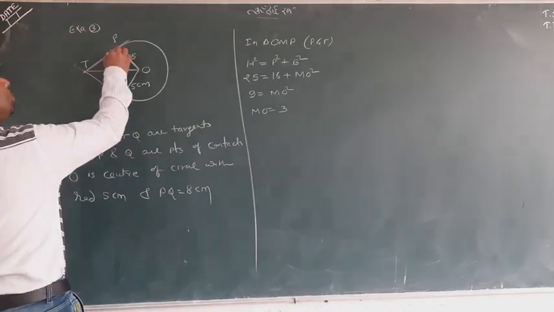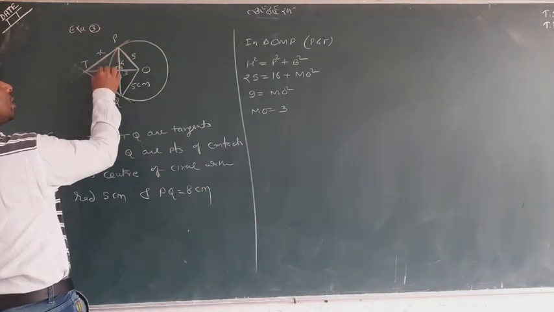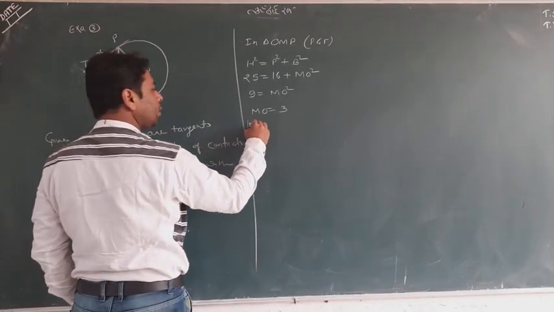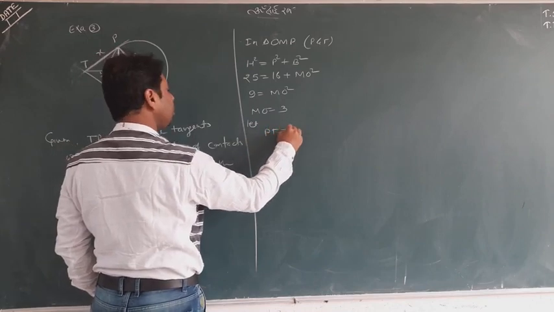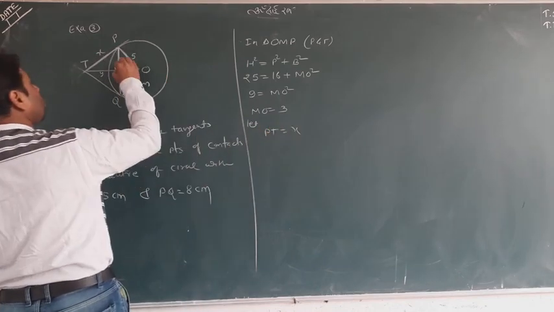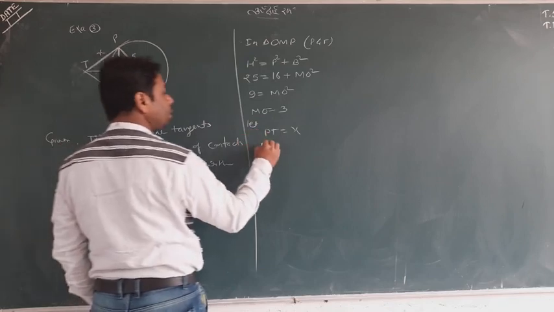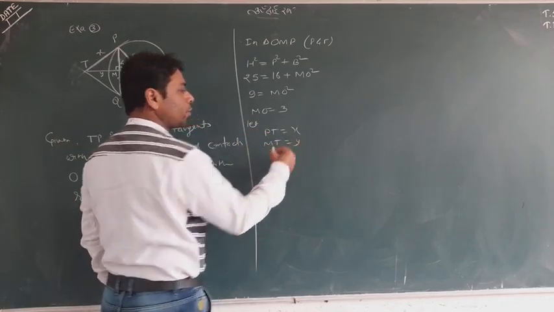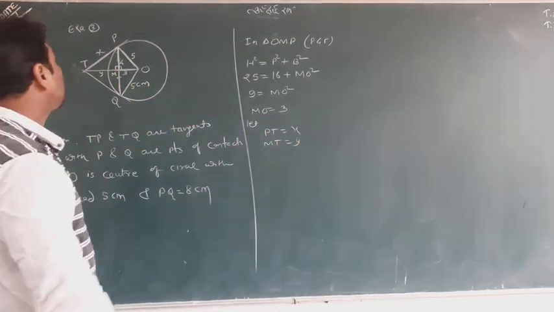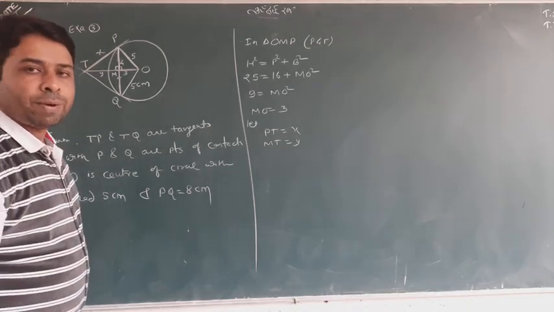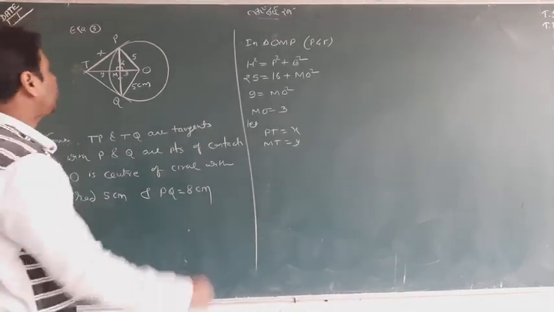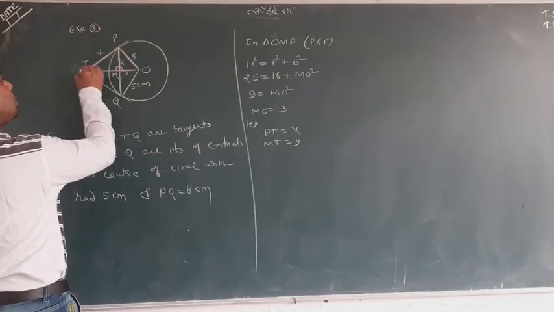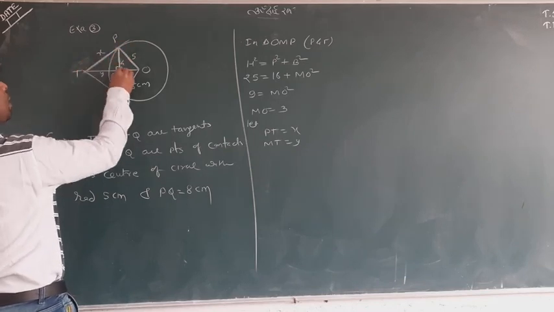So I assume we have to find this one. I assume it is x and it is y. Let PT be x and MT be y. Now what will I do? Look at some things. We have two right angle triangles. We will take one by one. First I take PMT.